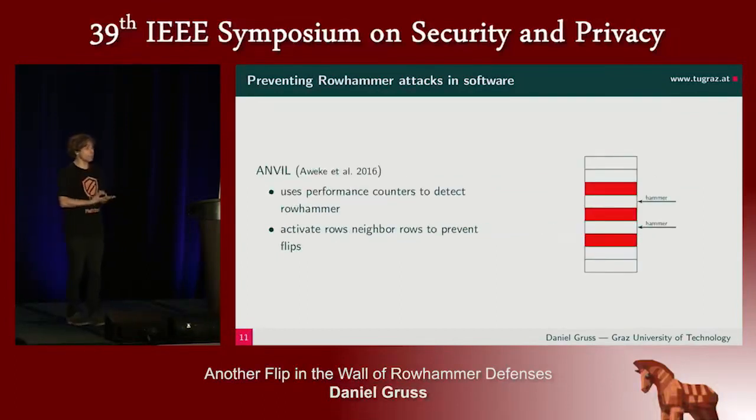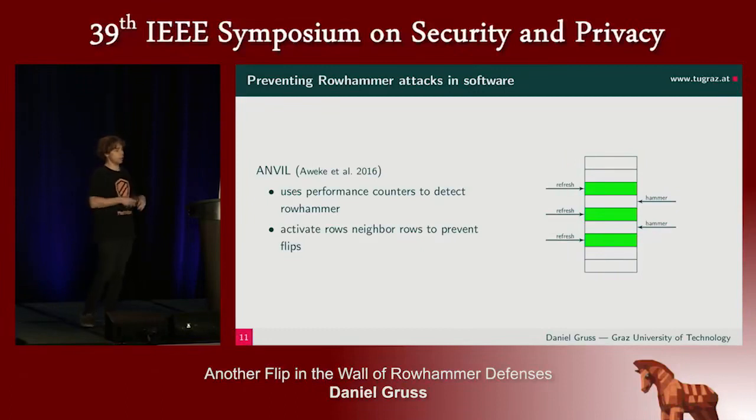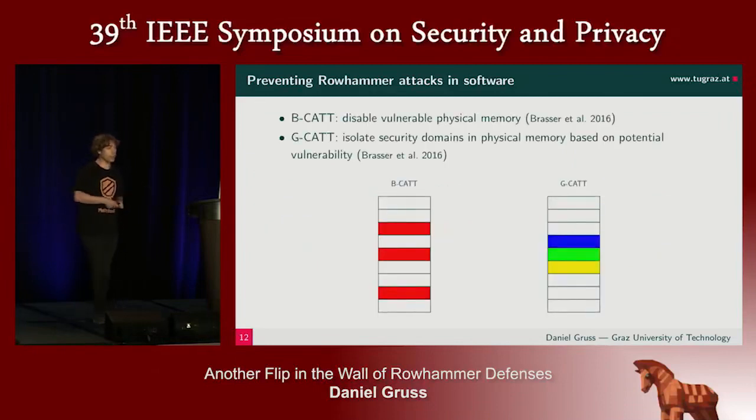There have been software-based defenses like Anvil. I'm just picking a few here. Anvil uses performance counters to detect which rows are hammered and then refreshes the neighboring rows. This also is available in hardware in a similar variant. Then it's called target row refresh. There was at Usenix last year BCAT and GCAT, and there the idea is to either disable the vulnerable physical memory locations or to isolate them, so to place some physical barrier between the different security domains. In that paper, it was just kernel and user space, but in general, you could do that with more security domains, of course.